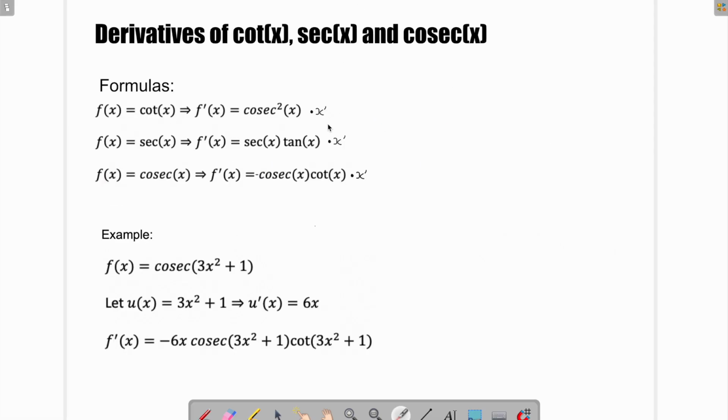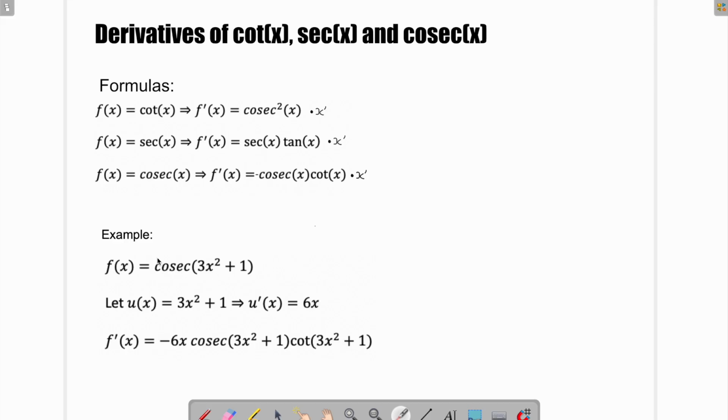Awesome. So this is pretty much the same thing, but just different ones. If we have cot of x, its derivative is minus cosec squared, once again timesing by the derivative of the inside. Sec of x is sec of x times tan of x, once again timesing by the derivative of the inside. Cosec of x is equal to minus cosec x times cot x. So there's a negative here if it's not clear.